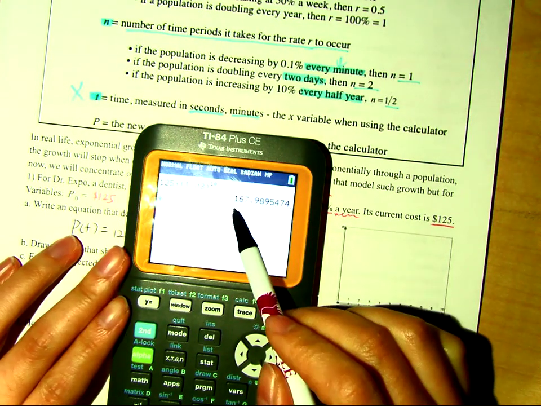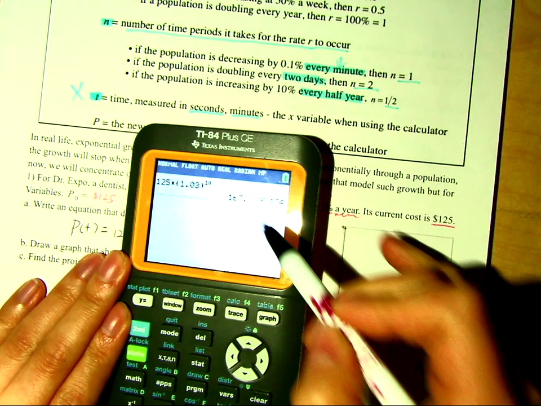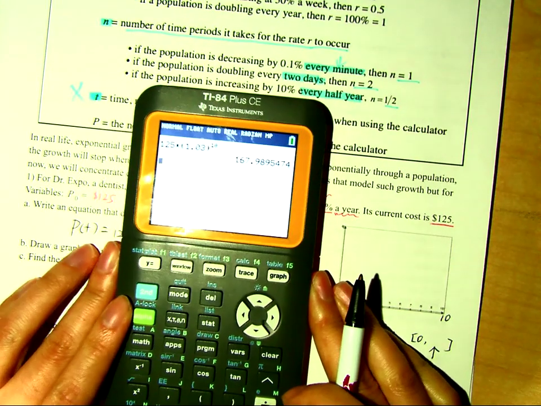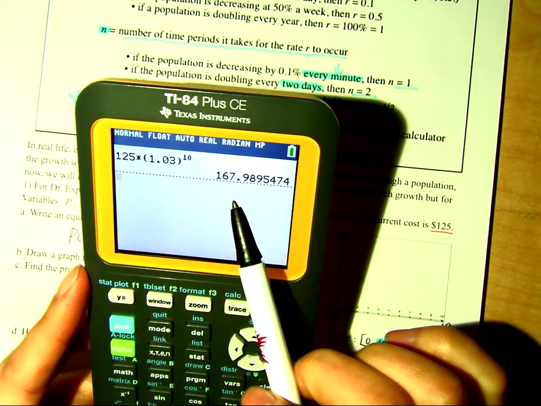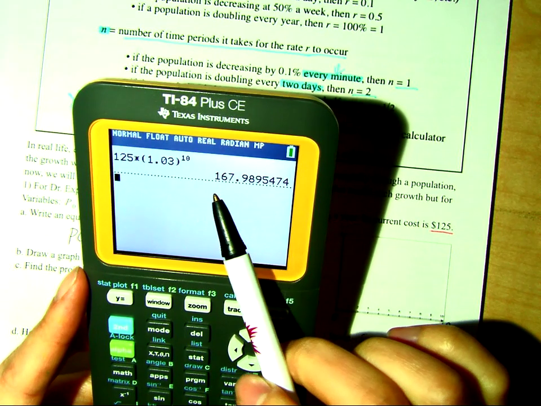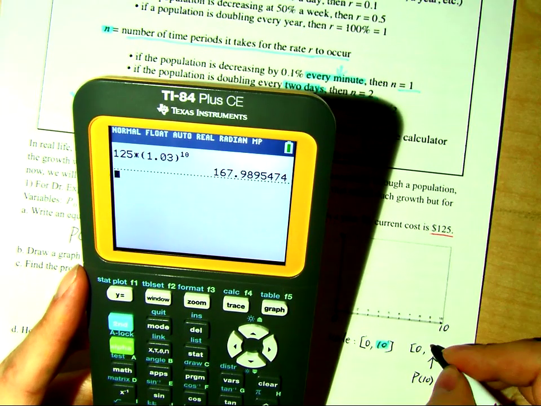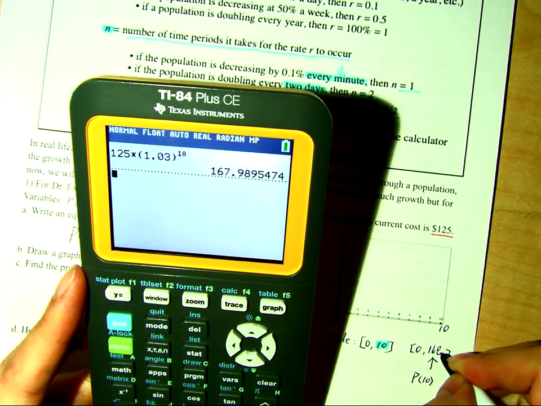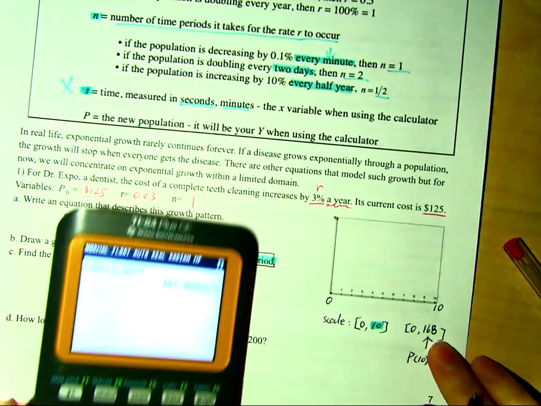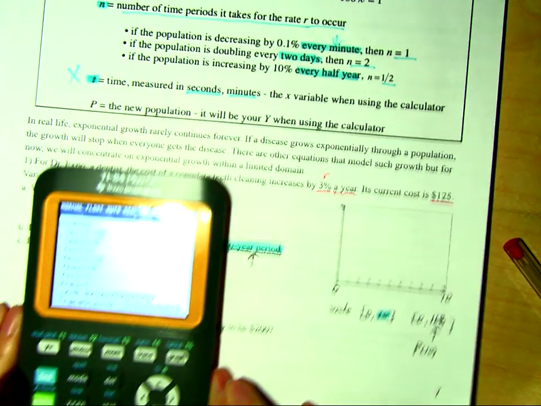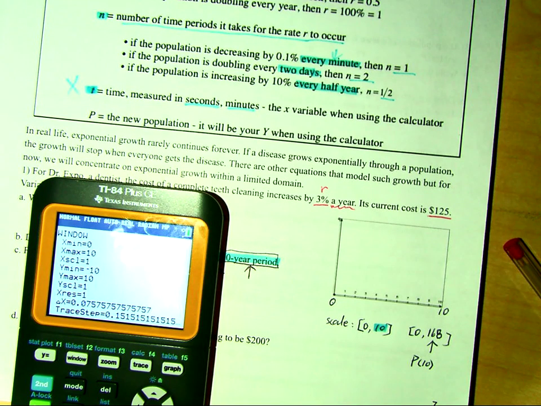And then you can round a little bit. You need to find a number that is at least this value. So we have 167.9 something, so I can round it to 168 to make it easier to type in. Okay, so that's Y maximum. Now let's go to window to change everything: 0, 10, 0, 168. And now you graph.